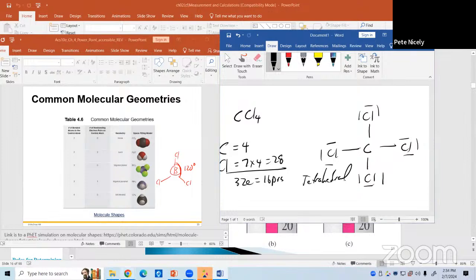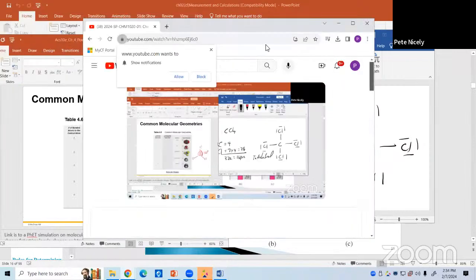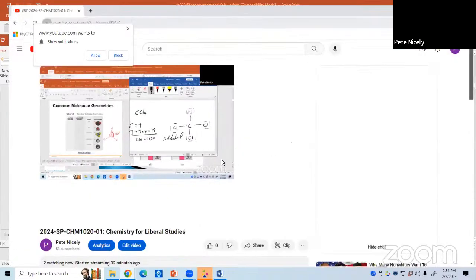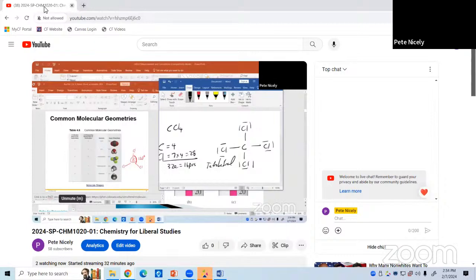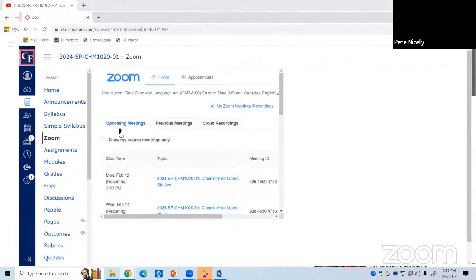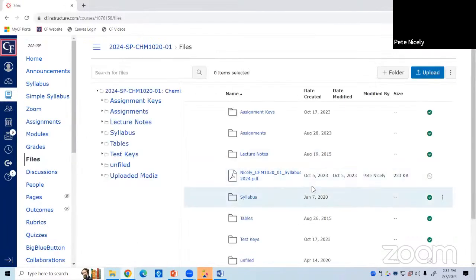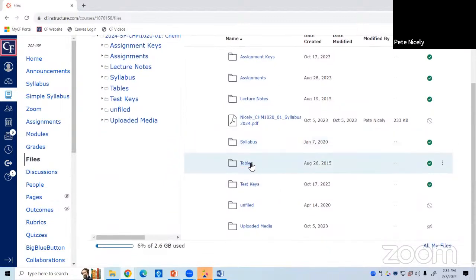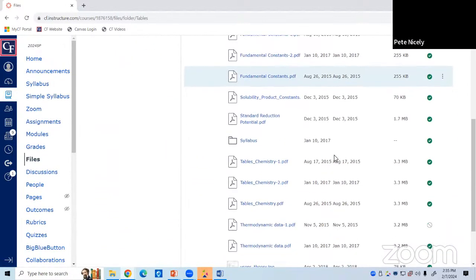While I'm at it, let me just show you in Canvas where, okay, this is what I should have brought over. In Canvas, there is a table that I've posted. You go to tables, and then you'll see, where is it?